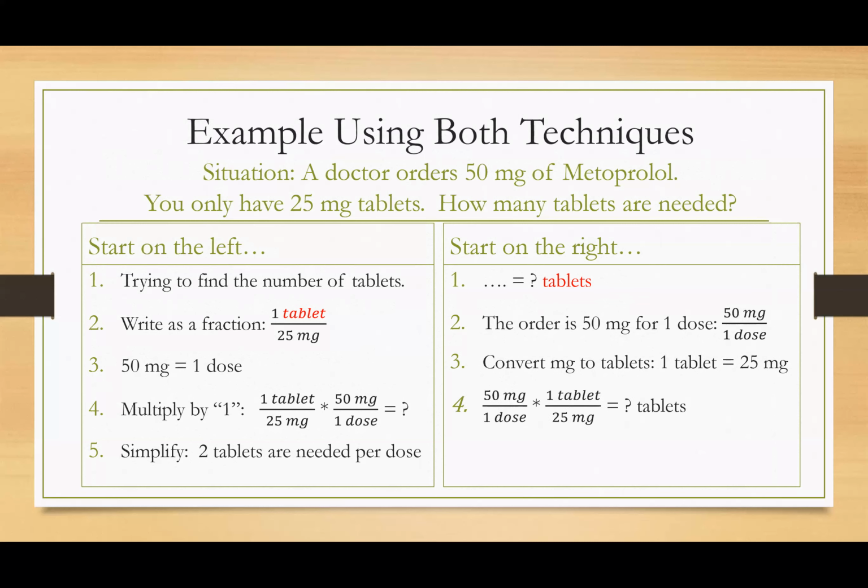We want to again make sure that the units we do not want, which in this case is milligrams, are canceling. So 50 milligrams divided by one dose needs to be multiplied by one tablet divided by 25 milligrams. The milligrams will cancel. 50 is now being divided by 25, which gives us the same result as before. 2 tablets are needed per dose.